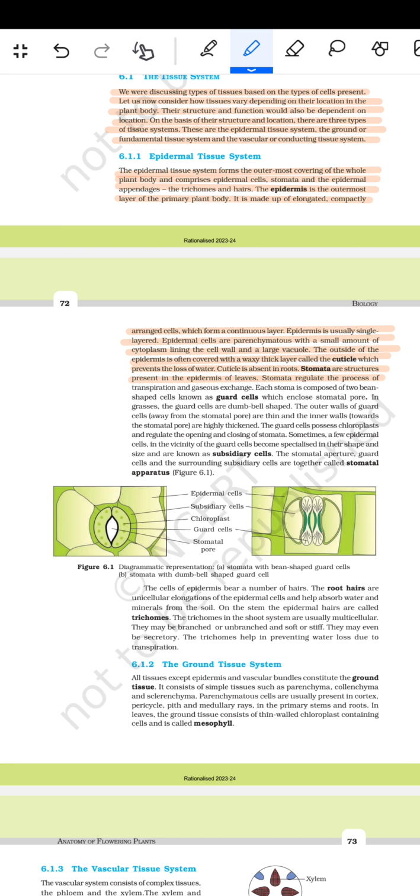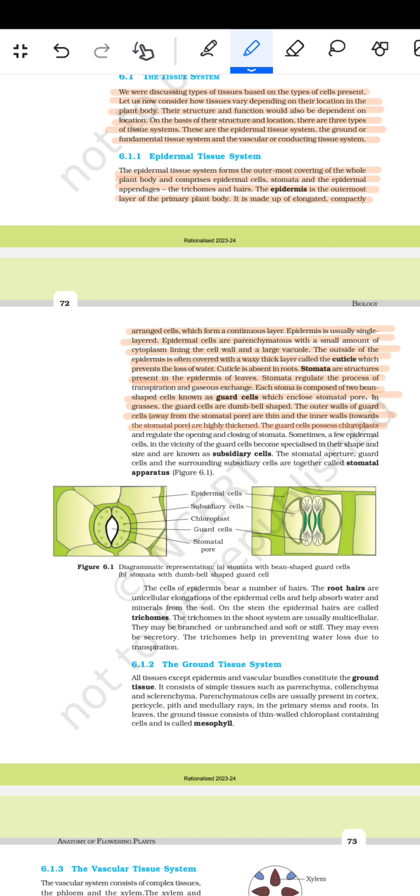Stomata regulate the process of transpiration and gaseous exchange. Each stoma is composed of two bean-shaped cells known as the guard cells, which enclose the stomatal pore. In grasses, the guard cells are dumbbell-shaped. The outer walls of the guard cells away from the stomatal pore are thin, and the inner walls towards the stomatal pore are highly thickened.